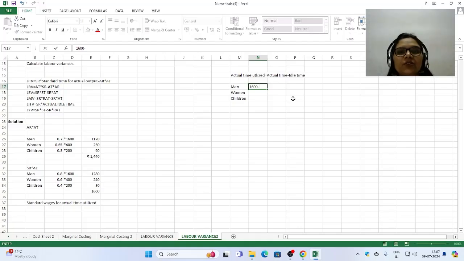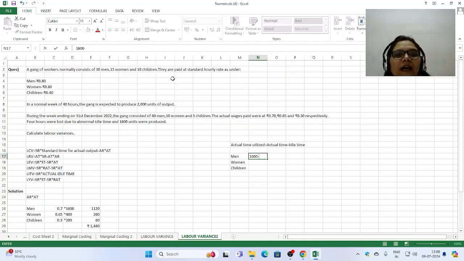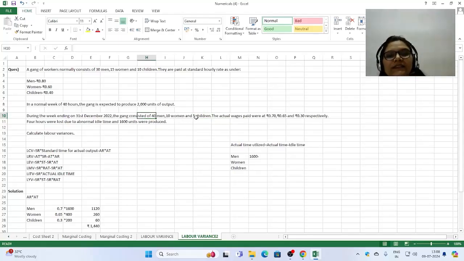So in case of men, it will be 4 into 40. That is the number of 40 men. We know in the question, if you can see, that there are 40 men, 10 women, and 5 children. So, idle time for 40 men is 160. We have calculated.